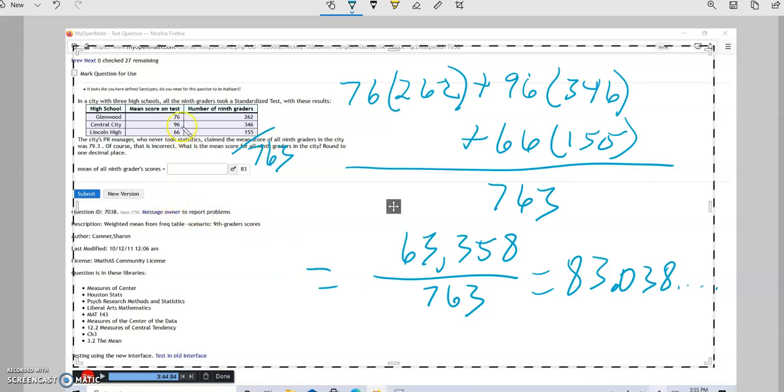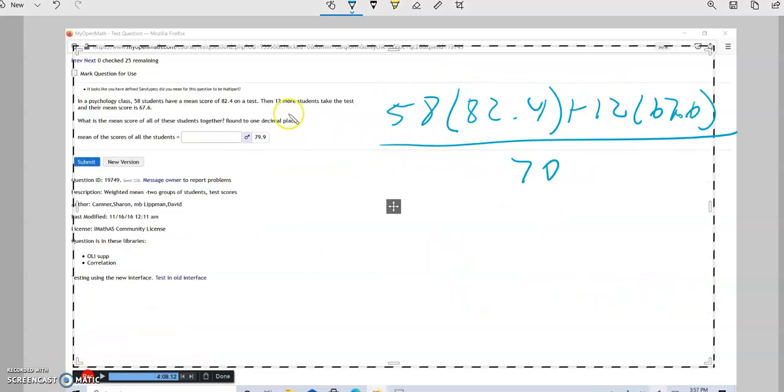Okay, this one, no different. It's the same thing as a weighted mean. 76 times 262 plus 96 times 346 plus 66 times 155, all divided by the total number of ninth graders, which is 763. You end up with 63,358 in the numerator, and rounded to one decimal place is 83 even. This one, same concept. 12 plus 58, 70 students. Multiply the number of students times the grade of each, divide by 70, you get 79.9.